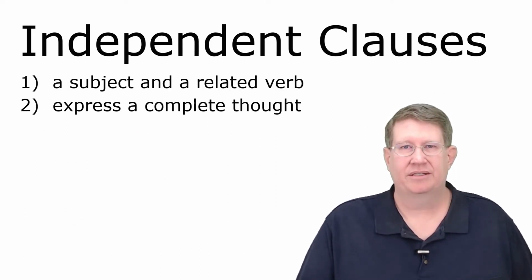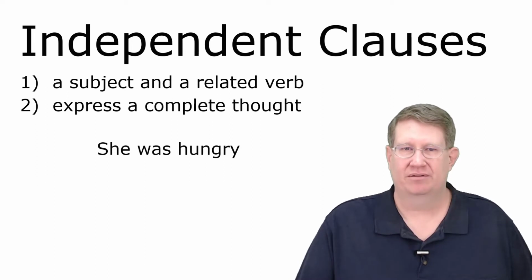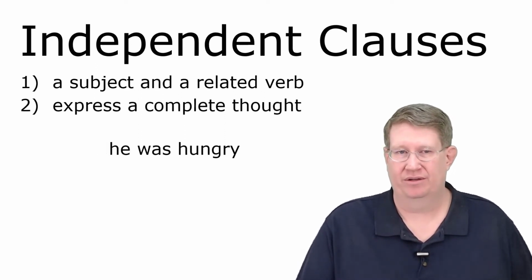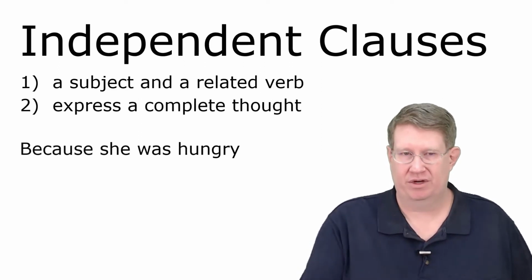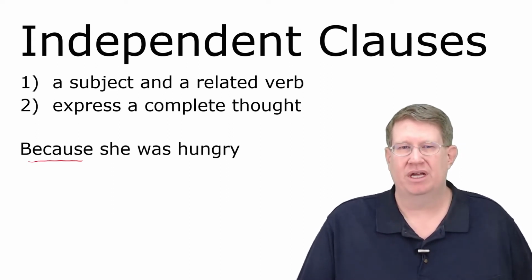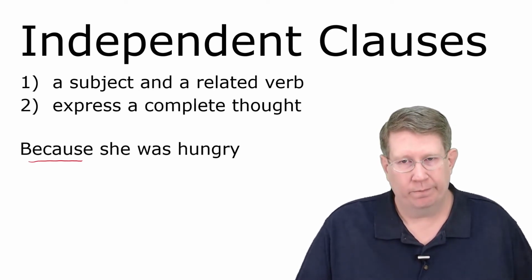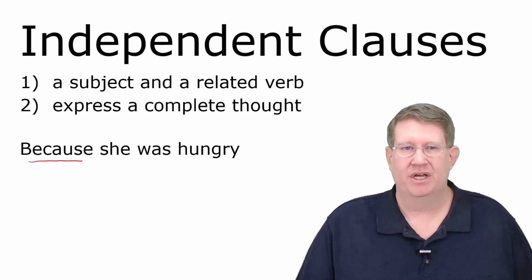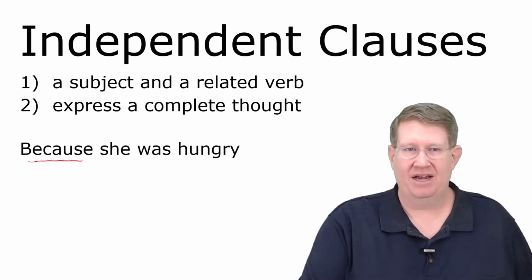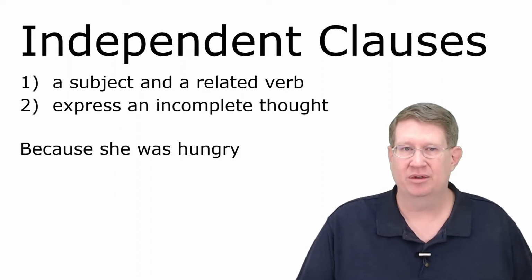So, let's take a look and see if we can make our lives a little bit more complicated here. She was hungry. So far, so good. I've got a subject, I've got a verb, and it's a complete thought. But watch what happens when I do this. Because she was hungry. So I've added this word to the beginning, and we'll talk more about that word later. Because she was hungry. Now is this a complete thought? Because she was hungry what? Finish your thought. So I took something that was a complete thought, I added a word, and now it's not a complete thought. So this is now an incomplete thought.